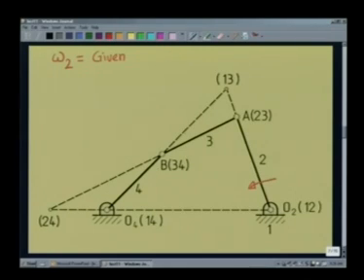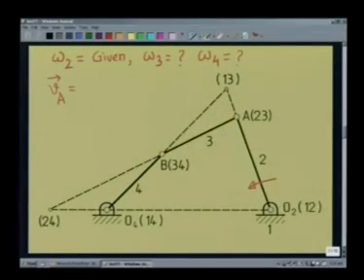So, at this particular configuration, if omega 2 is given, the question is what is omega 3 and what is omega 4? Obviously, this will be true only for this particular configuration. To do that, we carry out the velocity analysis as follows. If omega 2 is given, then I can find the velocity of the point A, VA, which is omega 2 cross O2A.